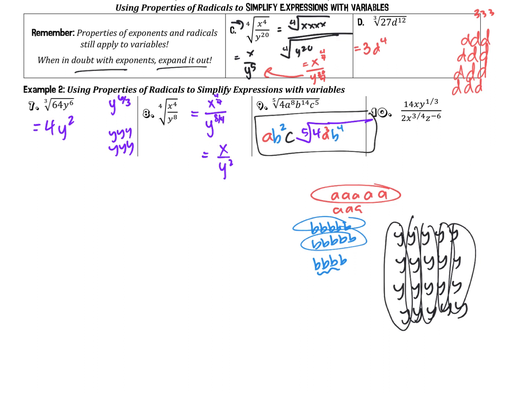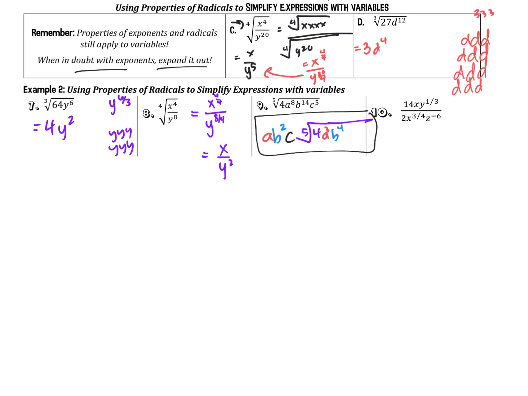And then for number 10, let's clear some space first. Let's deal with the numbers first. 14 divided by 2 is 7. Then we can look at our x's. I have x in the numerator, so that's x to the 1st, minus the exponent in the denominator using properties of exponents. Y to the 1/3.